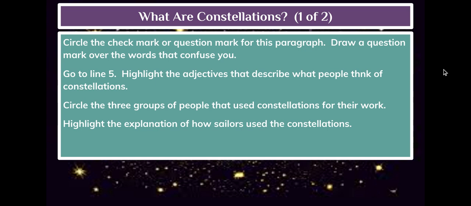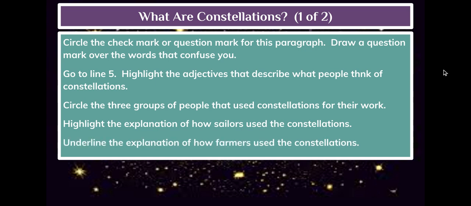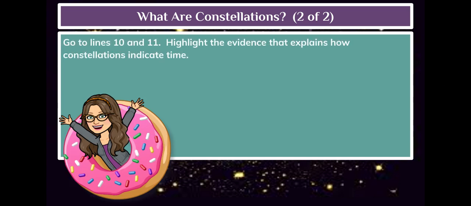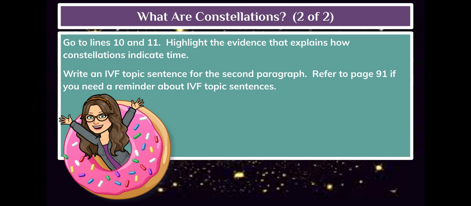Highlight the explanation of how sailors use the constellations. Underline the explanation of how farmers used the constellations. Go to lines 10 and 11. Highlight the evidence that explains how constellations indicate time. Write an IVF topic sentence for the second paragraph. Refer to page 91 if you need a reminder about IVF topic sentences.